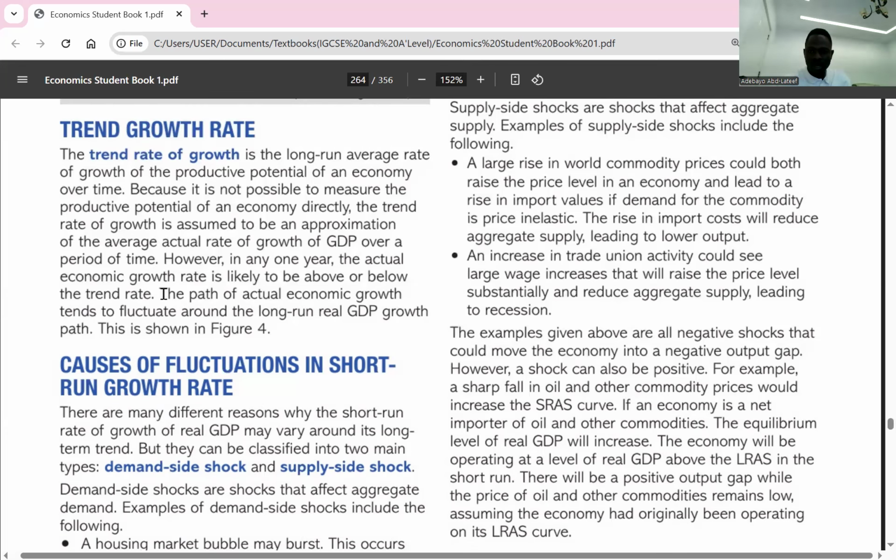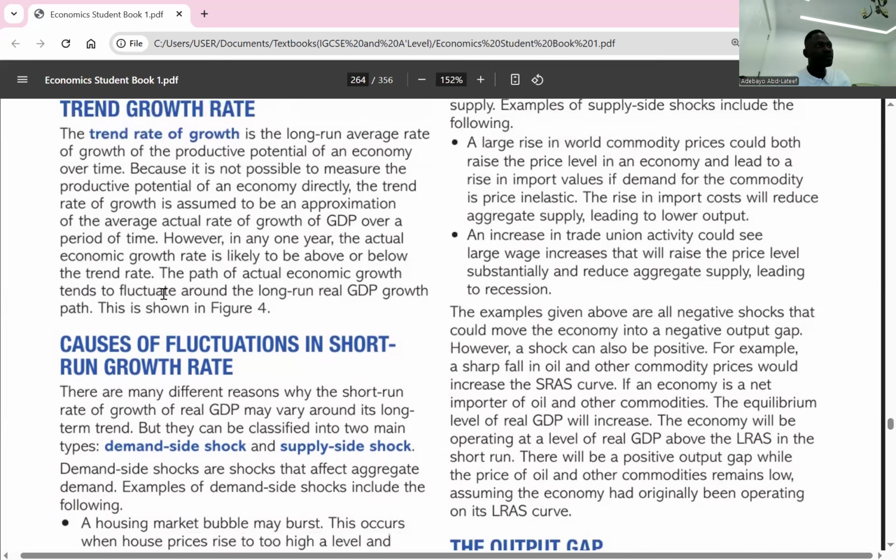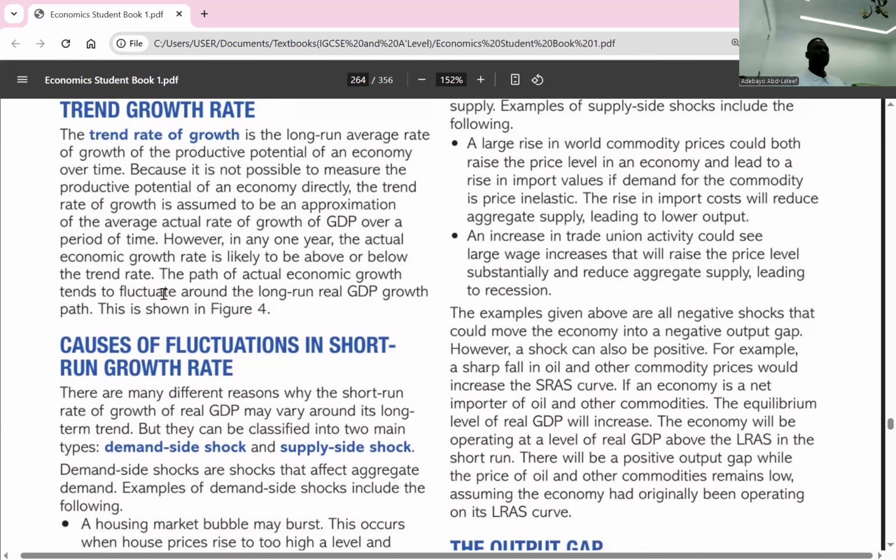Any question about that? What do they mean when they say if an economy is a net importer of oil and other commodities, the equilibrium level of real GDP will increase? If the importation is price inelastic, meaning the commodity is price inelastic, it means the importation value for the country would rise. So that will improve its own GDP.